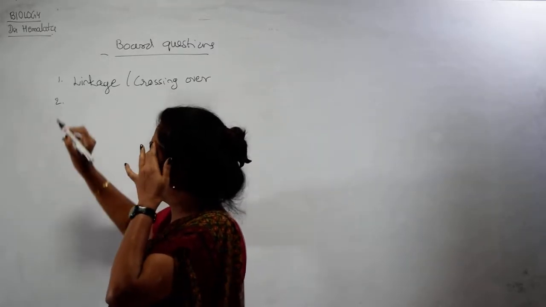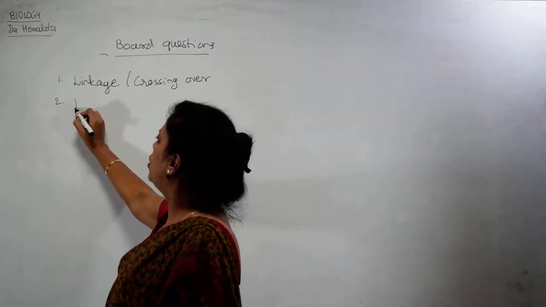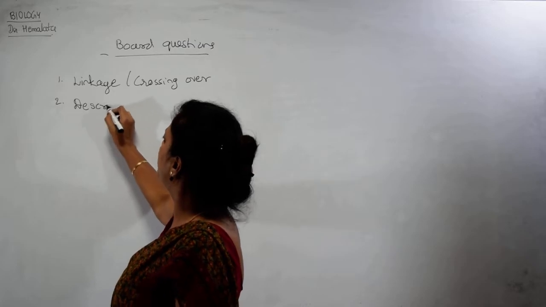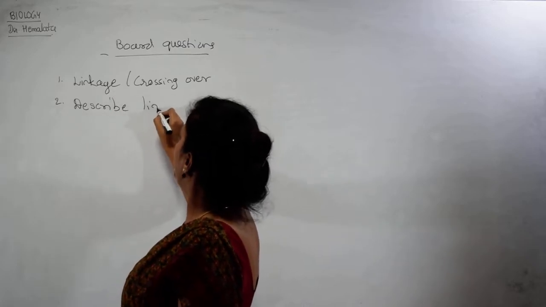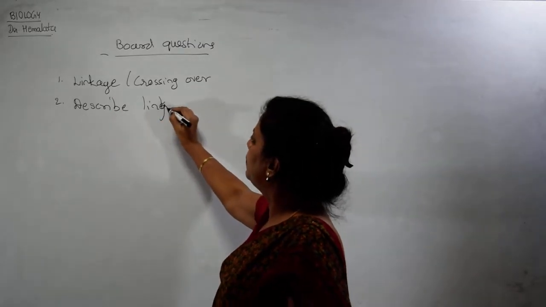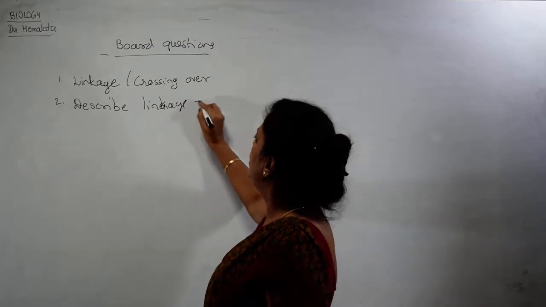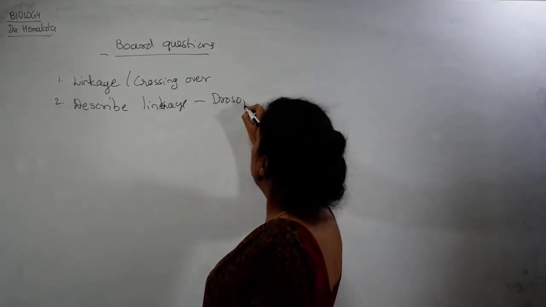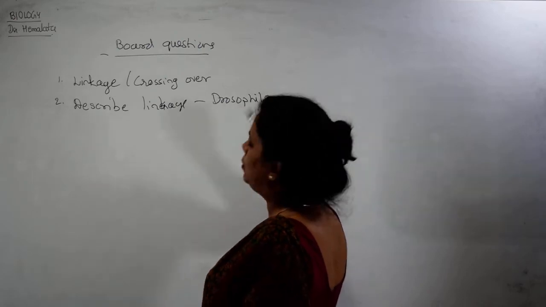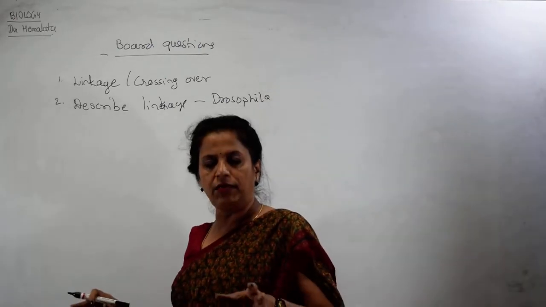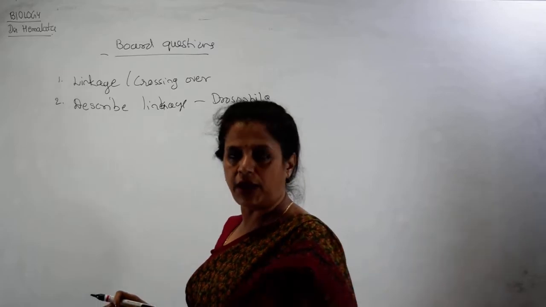Then second is a 5 mark question. Write a note or describe linkage and percentage of linkage in Drosophila. In Drosophila, you are going to write the complete chart and give the explanation of how the linkage has happened.